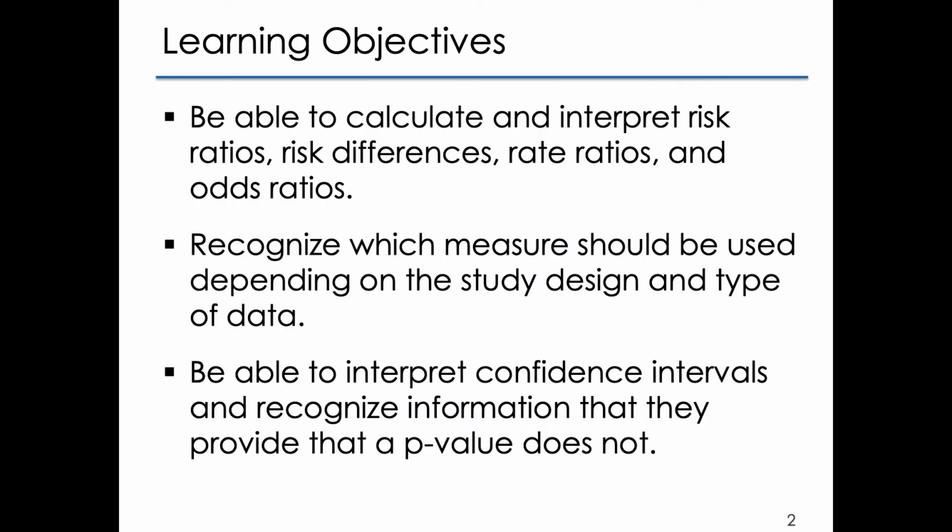The objectives for the module is that you will be able to calculate and interpret risk ratios, risk differences, rate ratios, and odds ratios. So given this is the introductory course, our emphasis is going to be on interpreting these measures and not so much doing a lot of calculations yourself. And then the second objective is that students will recognize which measures should be used depending on the study design and type of data. And finally, students will be able to interpret confidence intervals and recognize information that they provide that a p-value does not.